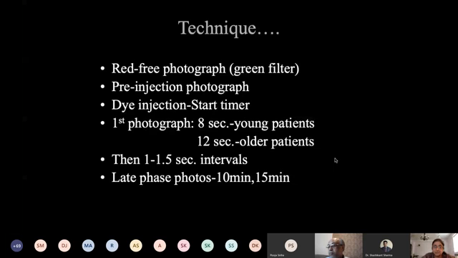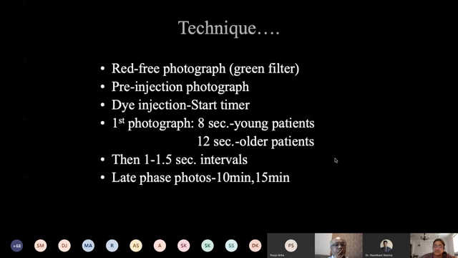And then after every 1 to 1.5 seconds, you keep clicking photographs, while the late phase photographs can go as late as 10 minutes or 15 minutes, and sometimes some people even prefer taking a snap as late as 20 minutes. So this is just a slide which shows you the normal circulation time.